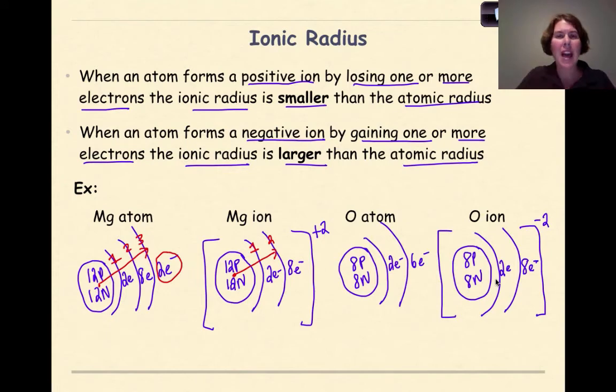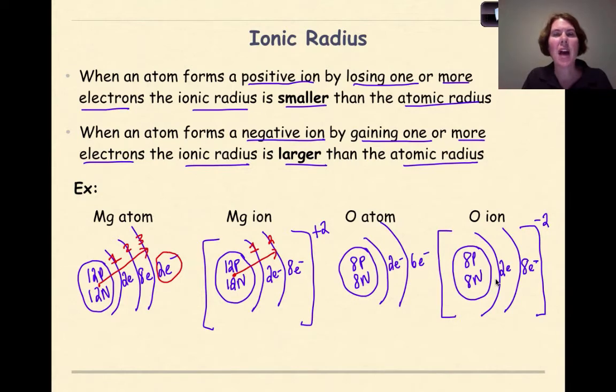So when you go from an atom to a negative ion, that outermost shell is actually going to expand or get larger. So the general trend here, going from an atom to a positive ion, your radius is going to get smaller. Going from an atom to a negative ion, your outermost shell is going to get larger and your ionic radius is going to get larger.